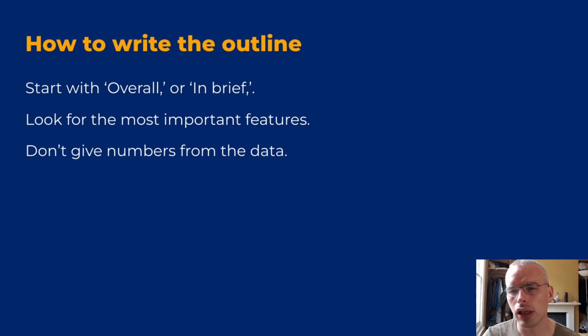Once you've written "overall," you're going to carry on by giving some of the most important features. This really depends on what type of essay you're looking at. We'll have a look at that in a second. But the key thing to remember about the outline is that this isn't the place to start giving numbers from the data. That's not what it's for. The point is to highlight what the main trends, the main changes, or the most important features are in whatever type of chart, table, graph or map you're looking at.